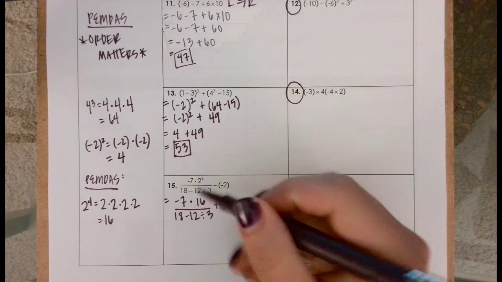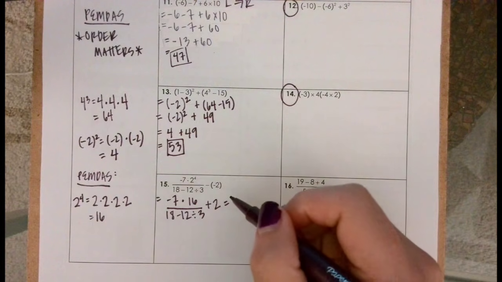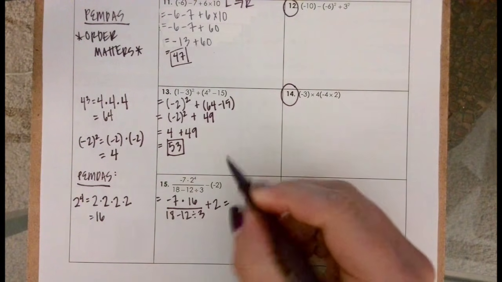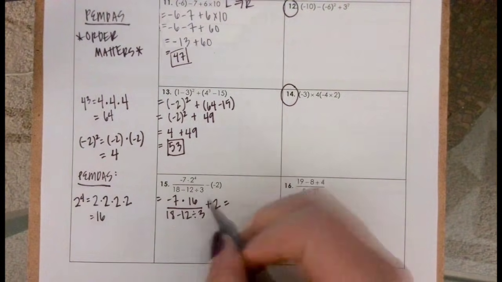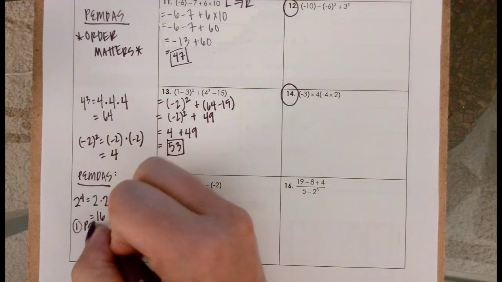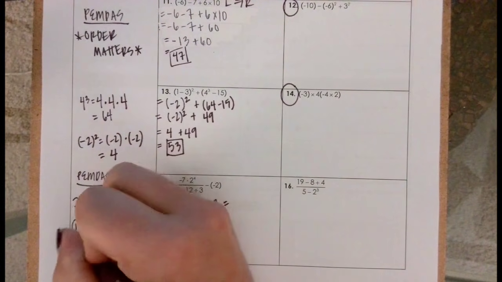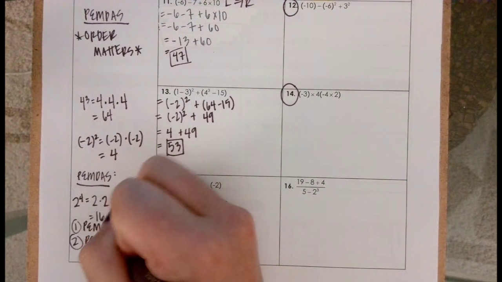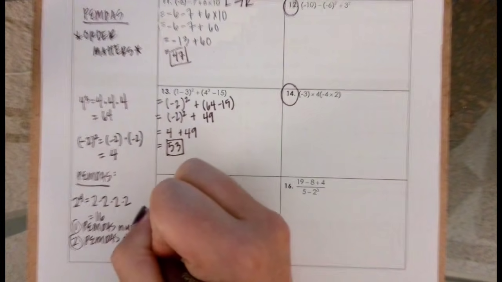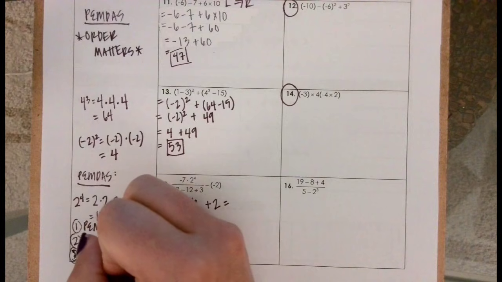Now, I need to finish simplifying my numerator and then I can move on to my denominator. Remember, we're following order of operations on the numerator first. So we haven't touched our denominator yet. So you PEMDAS the numerator, PEMDAS the denominator, and then you can finish solving.